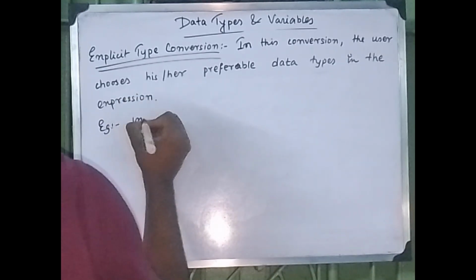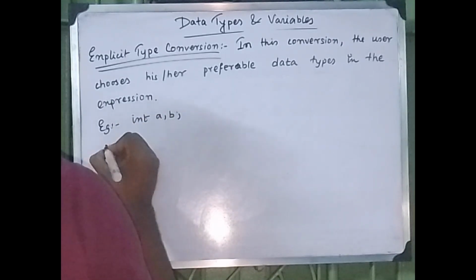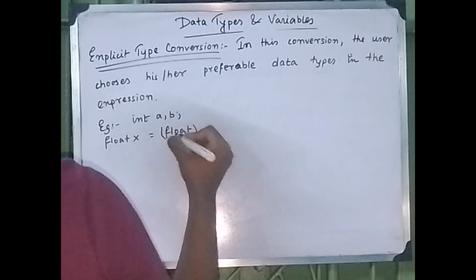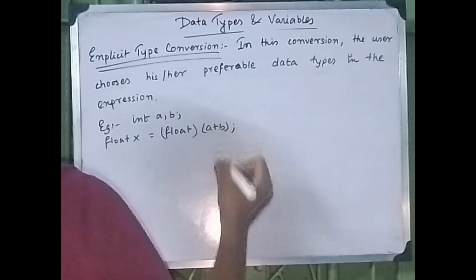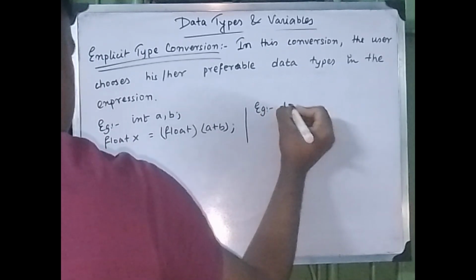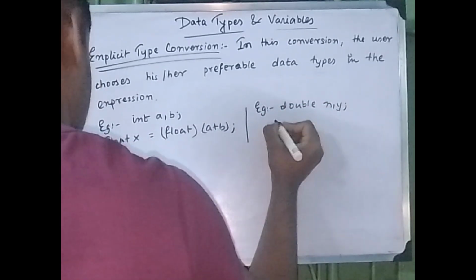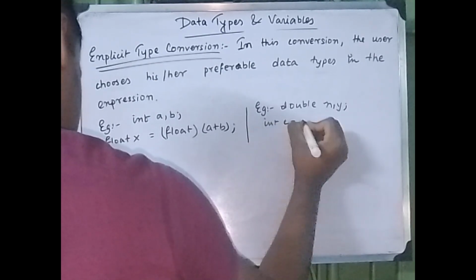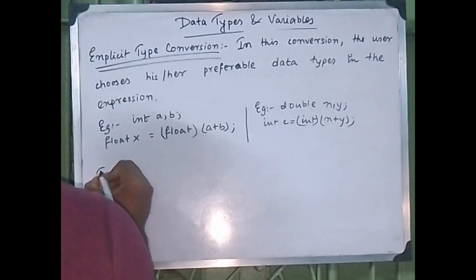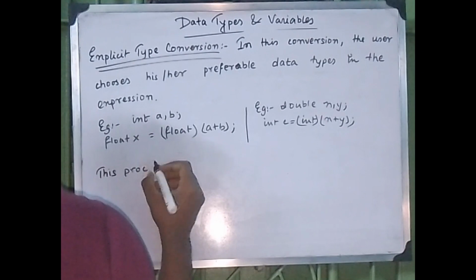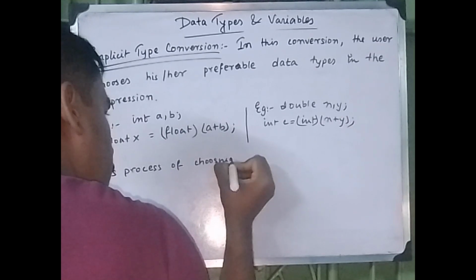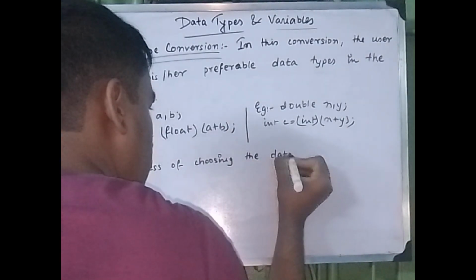For example, int a, b; float x equals (float) a plus b. Let's take another example where double x, y and int c equals (int) x plus y; This specific type of conversion, or the explicit type conversion, is also known as typecasting.